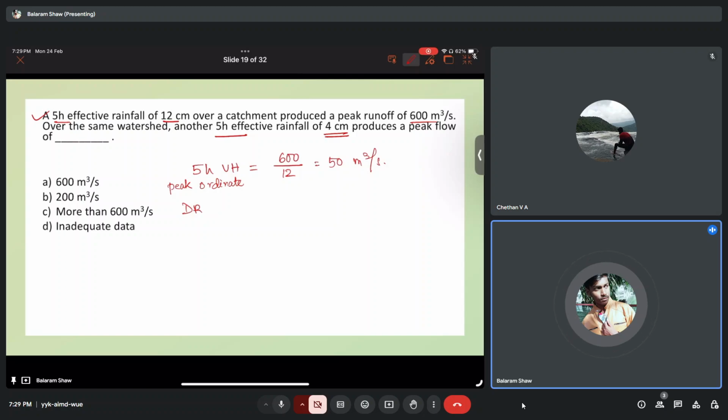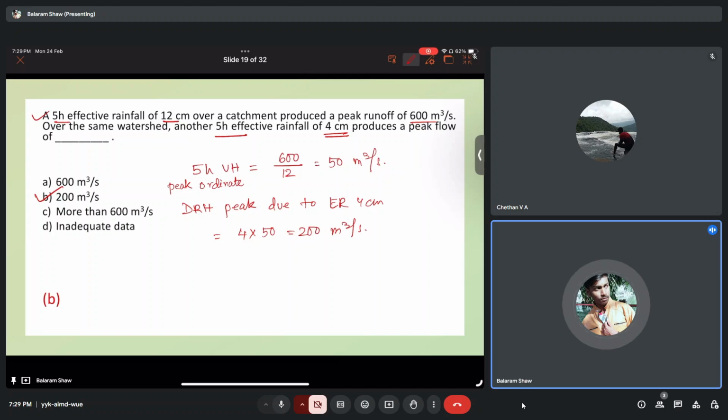So the direct runoff hydrograph peak due to an effective rainfall of 4 centimeter will be equal to 4 centimeter into the unit hydrograph ordinate you have. You just multiply, and you will get 200 meter cube per second. So the correct answer will be B, 200 meter cube per second. Any question here? Okay, so we'll move to the next question then.